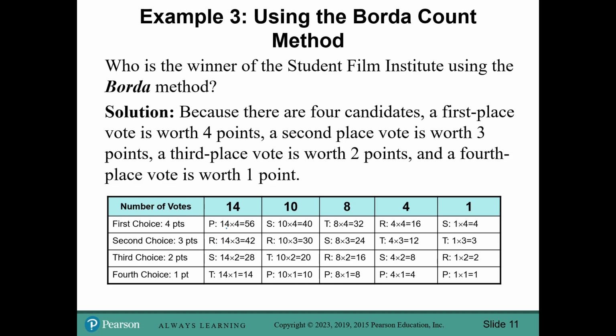Okay, so we need to essentially multiply 14 times 4 for Paul, 14 times 3 for Rita, 14 times 2 for S, and 14 times 1 for T. Now in this table, we'll do the same thing, but we'll use the number 10, because that's the number of votes that this ordering got. So 10 times 4, 10 times 3, 10 times 2, 10 times 1. Then 8 times 4, 8 times 3, 8 times 2, 8 times 1, 4 times 4, 4 times 3, 4 times 2, 4 times 1. We're essentially just multiplying 4s on the top row, 3s on the next, 2s on the next, 1s on the next.